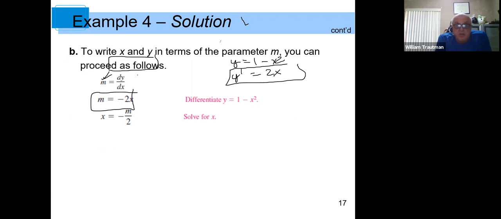Now that we have an equation, we have to set it equal. Once again, we have to have x equals something, and it's going to be with respect to m this time instead of t, because we're using m as the parameter. So all you have to do is keep x by itself. So we divide both sides by -2, and you get m over -2 equals x, which is x equals -m over 2, same thing.